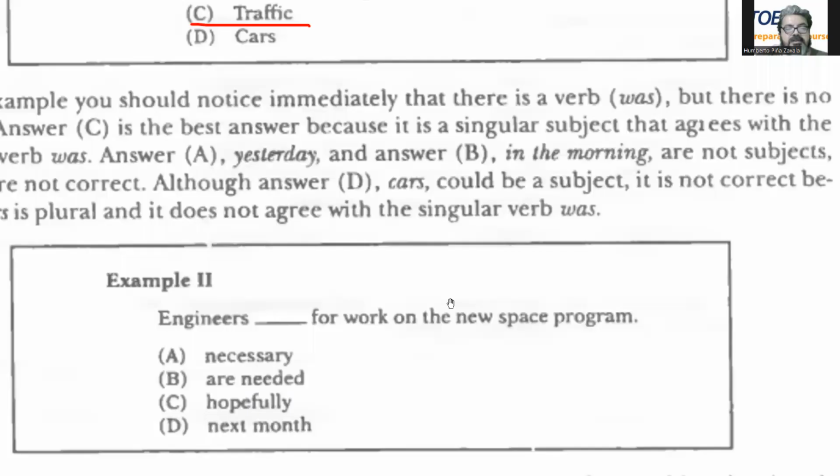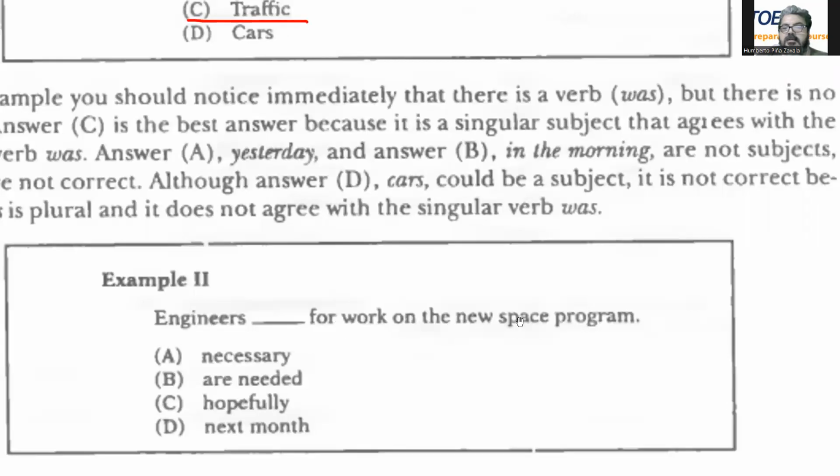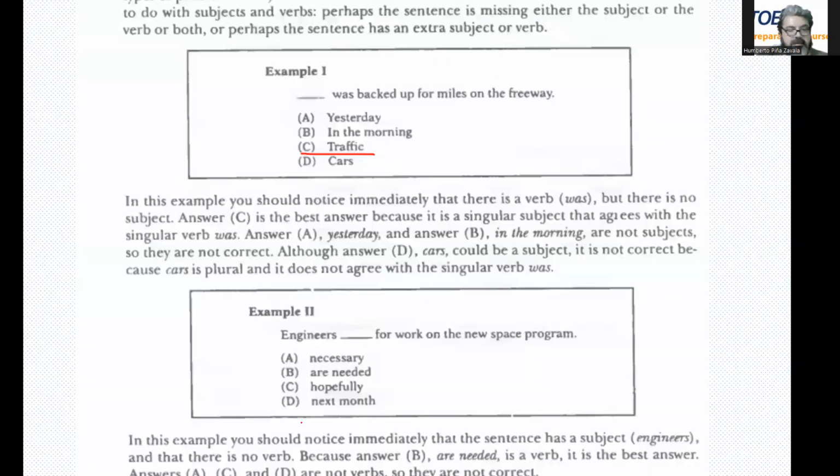Example number 2. Here we have "engineers for work on the new space program." So here you can see that we have the subject, engineers. So we need a verb. Let's see. Necessary is an adjective. Are needed is a verb. Hopefully is an adverb. And next month is not a verb. So the most appropriate one would be letter B. Engineers, plural, are needed, plural, for work in the new space program.